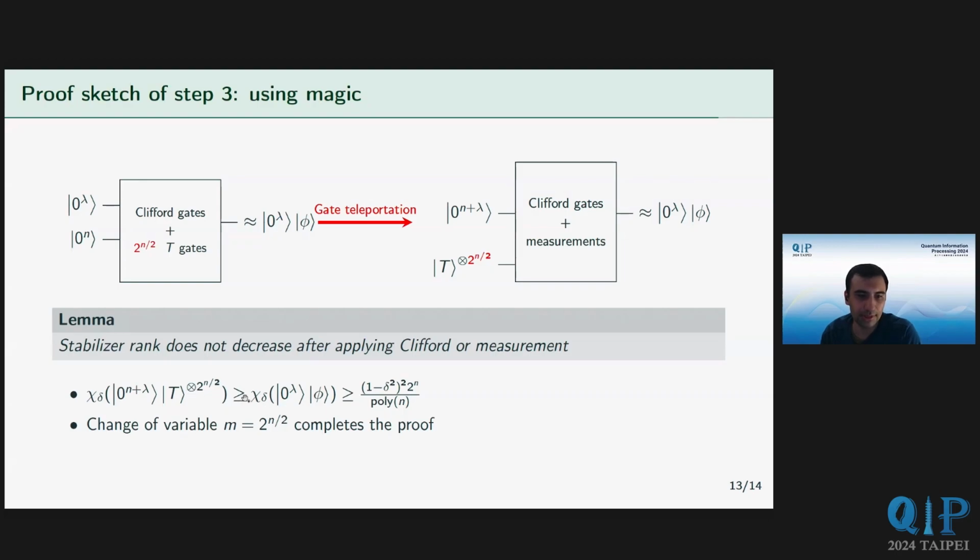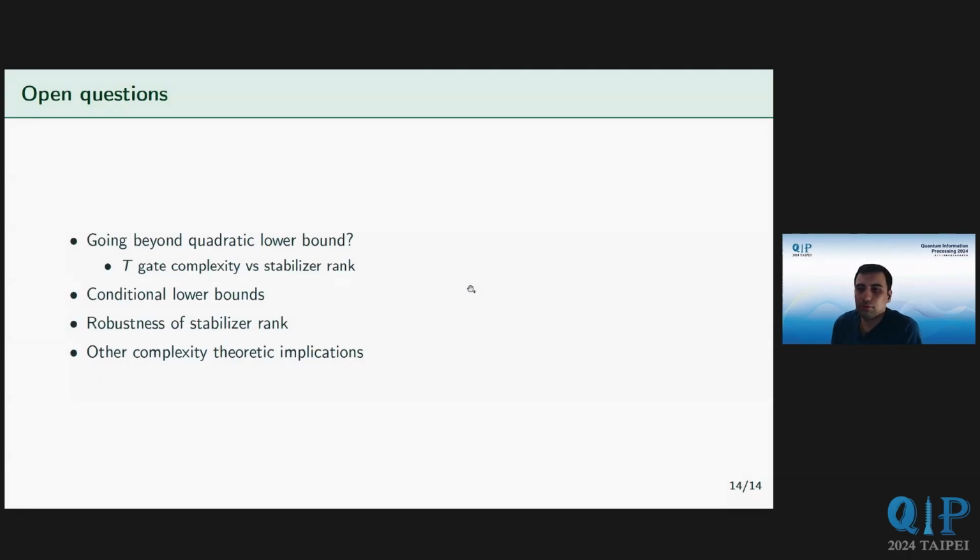And if you just write down what I told you in Word, you get this equation that the stabilizer rank of the input is larger than the stabilizer rank of the output, and the stabilizer rank of the output is 2 to the n due to the first step we had in the proof. And if you just do the change of variable n equal to 2 to the n over 2, you get the desired bound.